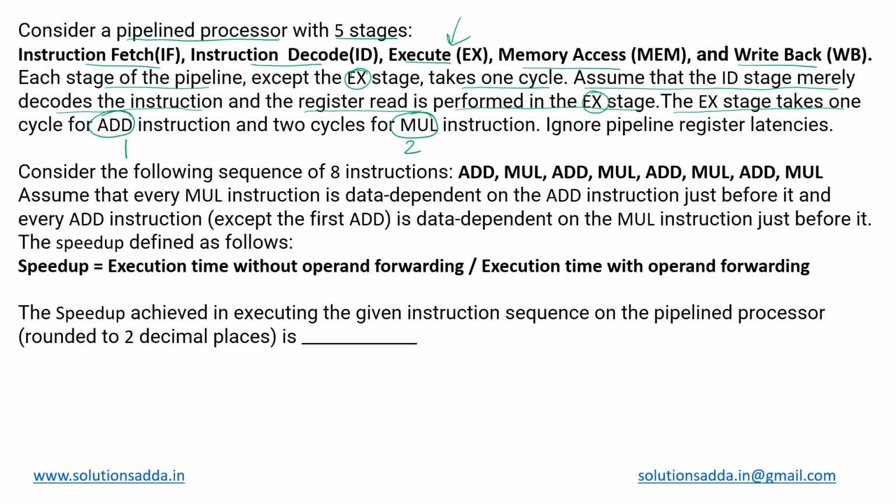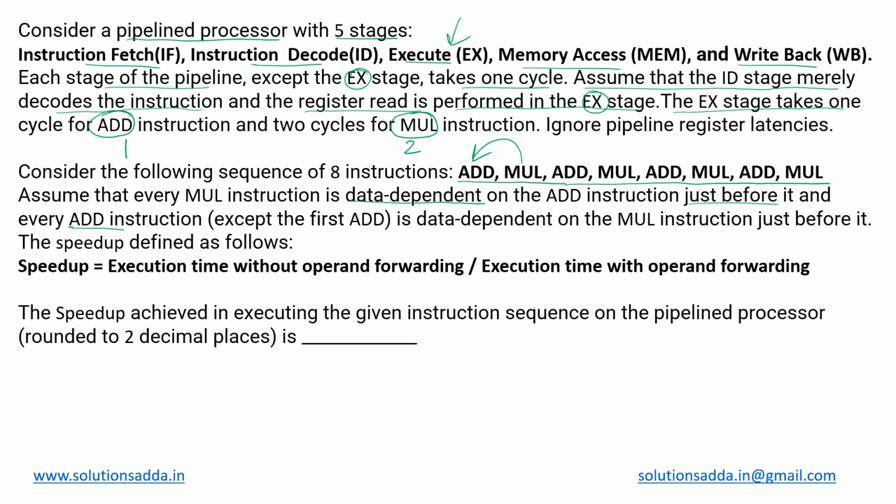So these are the two types of instructions that will be considered for this question, and they have said that it takes 1 cycle for add and 2 cycles for MUL instruction. Now they have given a sequence of 8 instructions, which is the alternating sequence of add, MUL, add, multiply, add, multiply, add, multiply. So assuming that every MUL instruction is data independent on that instruction just before it, which means this instruction will be data independent of its previous add instruction. This particular information will be useful when we deal with the operator forwarding part.